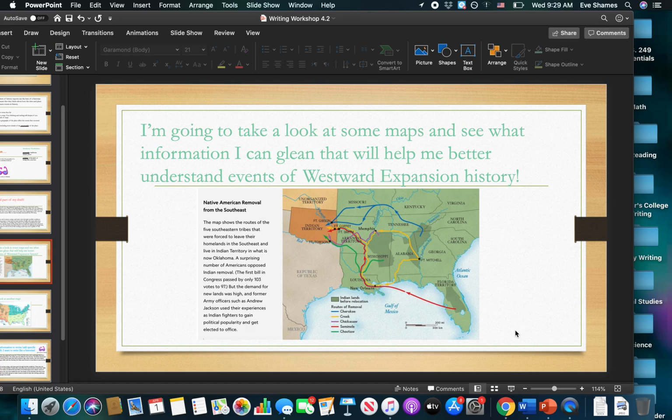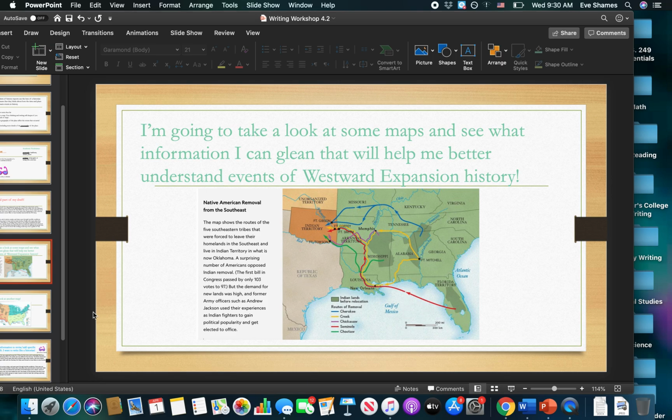The first bill in Congress passed only by 103 votes to 97. So that's teaching me that some of the white people actually didn't want Indian removal. That's interesting. But the demand for new lands was high, and former Army officers such as Andrew Jackson used their experiences as Indian fighters to gain political popularity and get elected to office. Interesting. So it sounds like Andrew Jackson, who I know was one of the presidents, tried to get popularity by saying that he was good at fighting Native Americans.